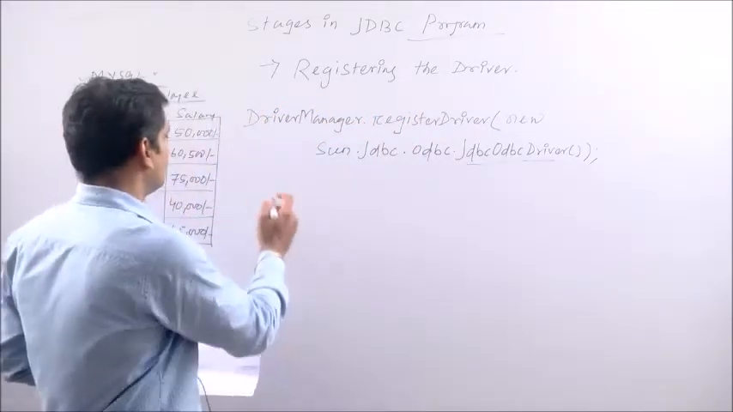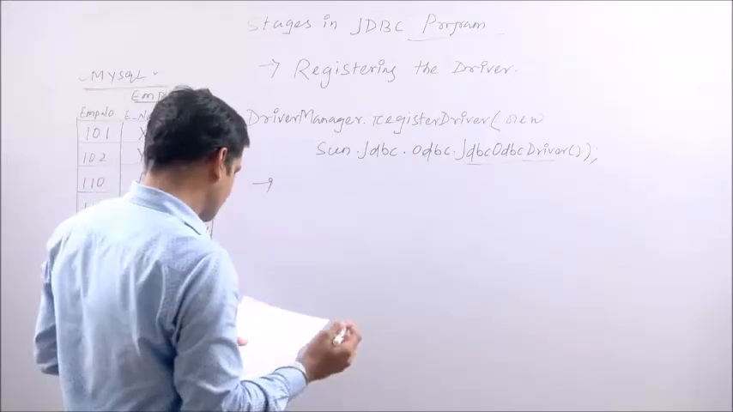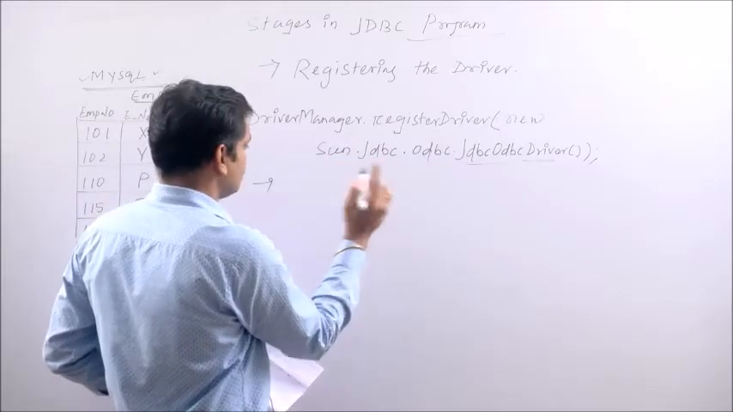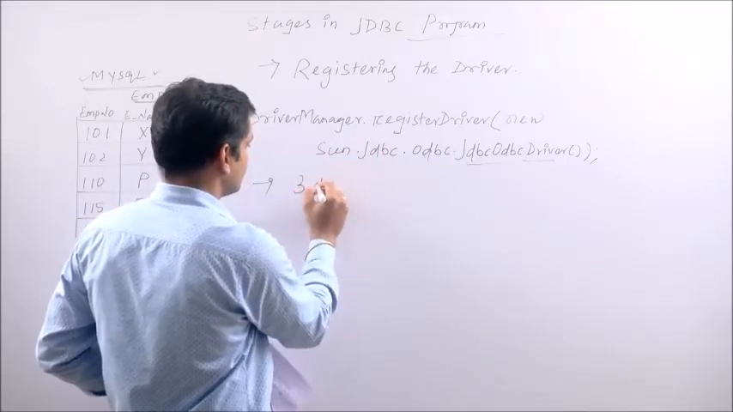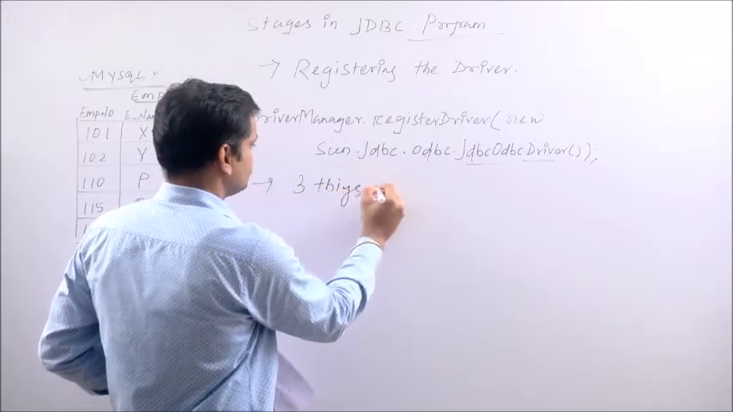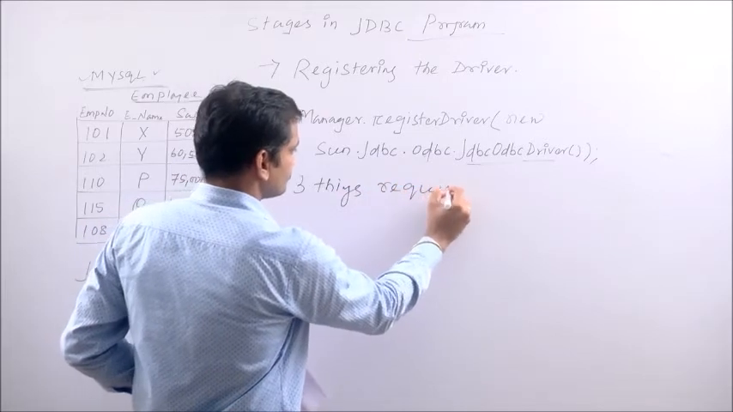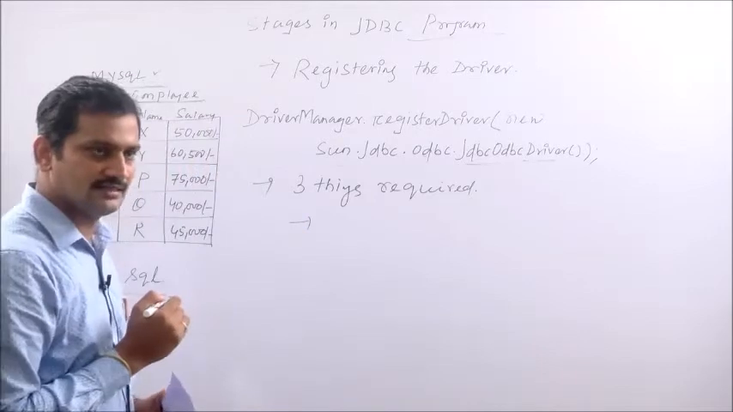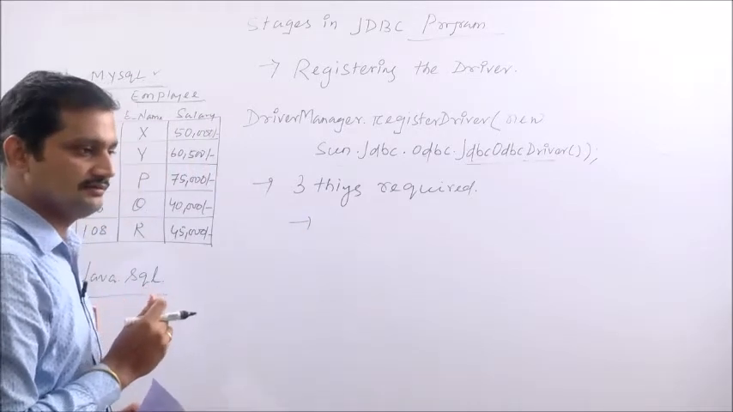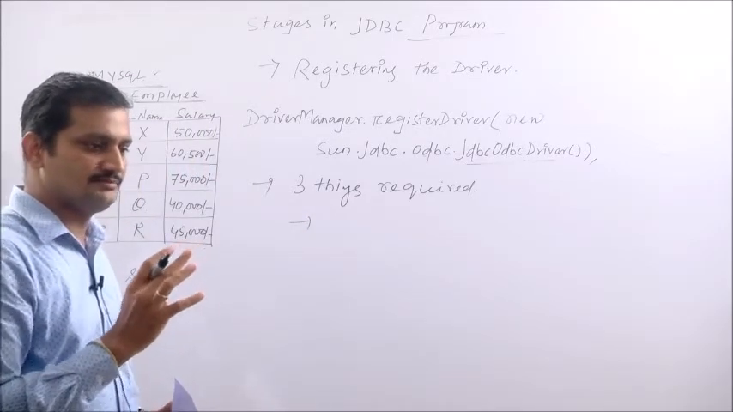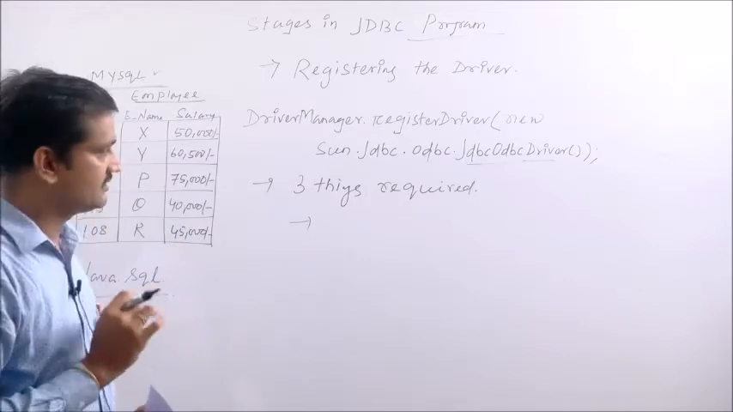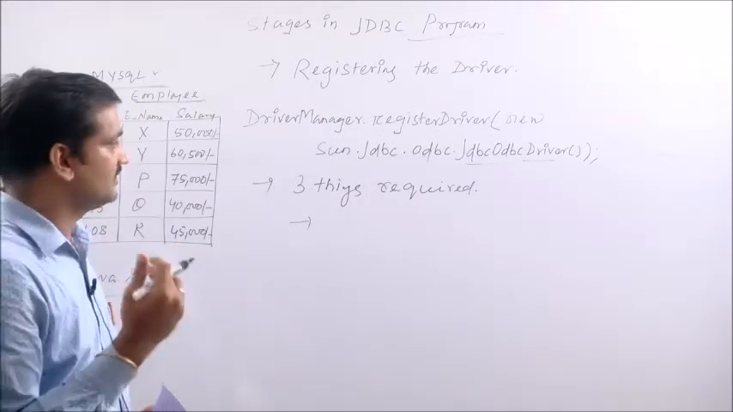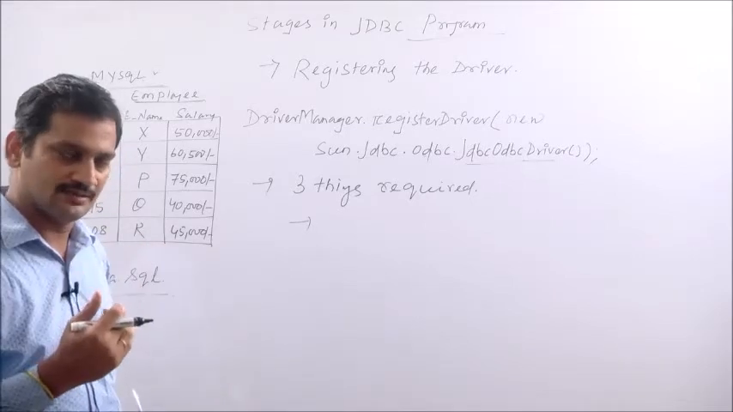The second one is connecting to the database. For the second stage, connecting to the database, we need three things, because we know that a database is secure. Whatever data a database keeps, it is always secure. Not everyone can enter it to get the data, so it is protected by a username and password.